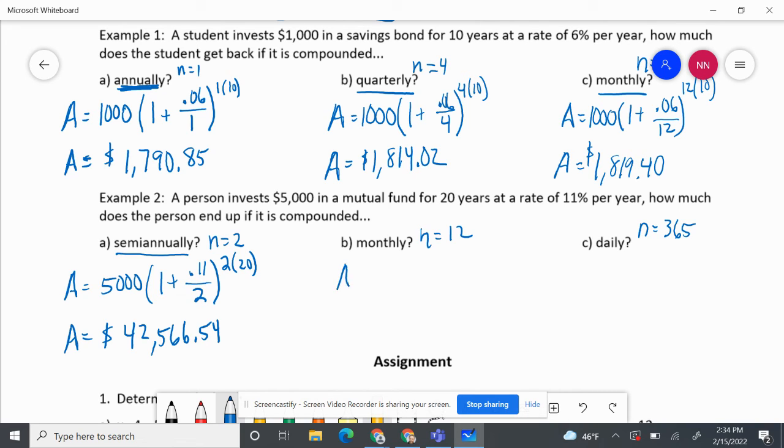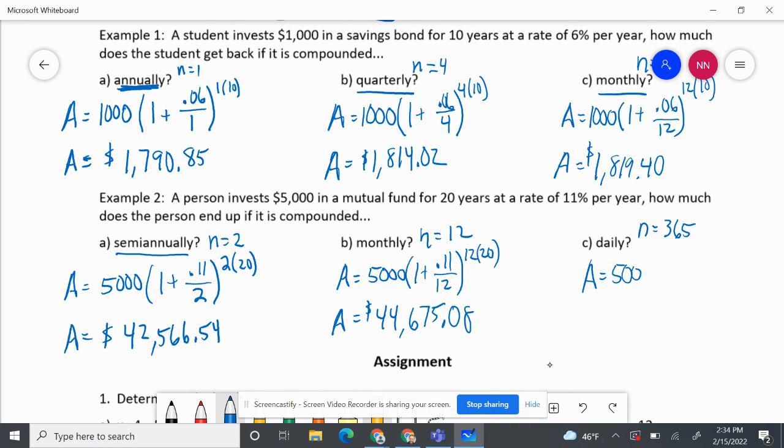Next thing is monthly. So we're going to have 5,000 times 1 plus 0.11 over 12, and then raised to the 12 times 20. We're going to plug that into the calculator, and that right there gives us $44,675.08.